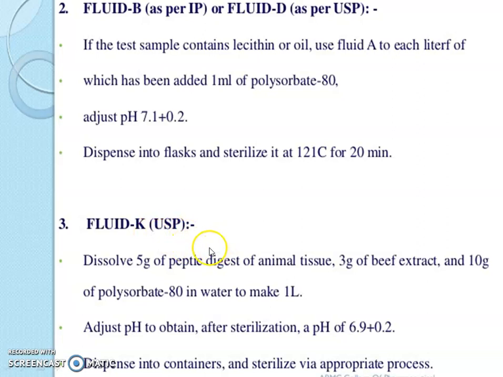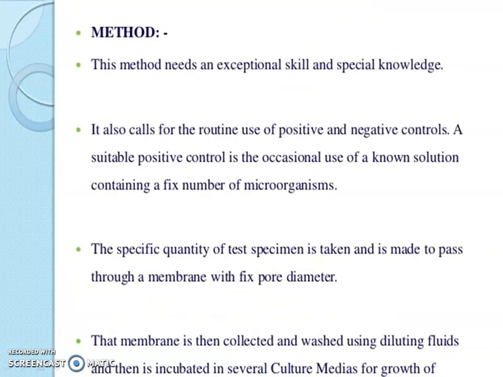Fluid K, according to USP, United States Pharmacopoeia: dissolve 5 gram of peptic digest of animal tissue, 3 gram of beef extract and 10 gram of polysorbate 80 in water to make 1 liter. Adjust the pH to obtain after sterilization a pH of 6.9 plus or minus 0.2. Dispense into containers and sterilize via the appropriate process.